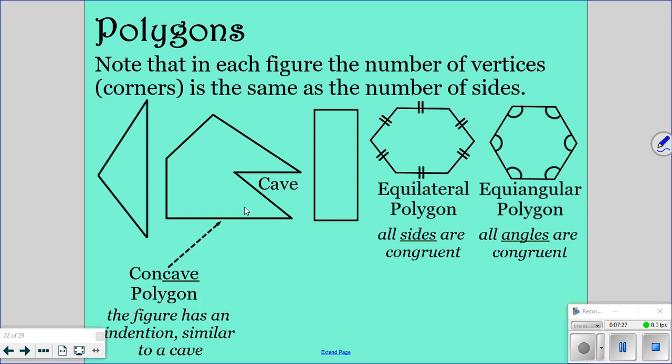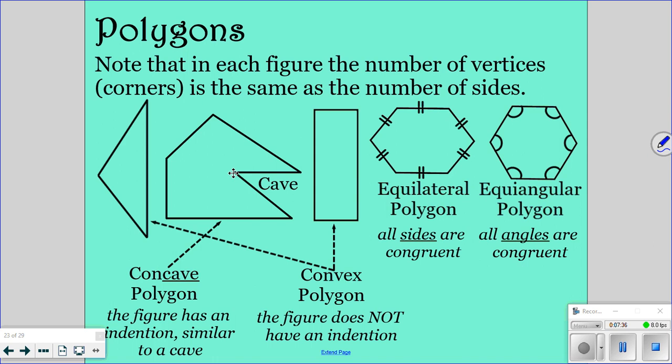If you have a concave polygon, there's going to be a little indentation. It has a little caved in part. And then convex is where it does not have an indentation. Some books say convex polygons are figures that are not concave. So hopefully you're familiar with all of those.